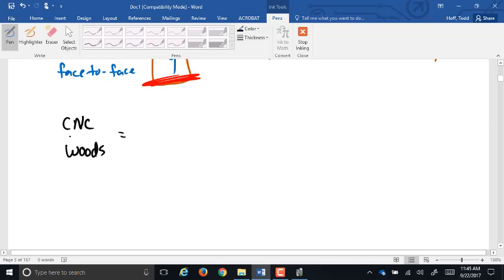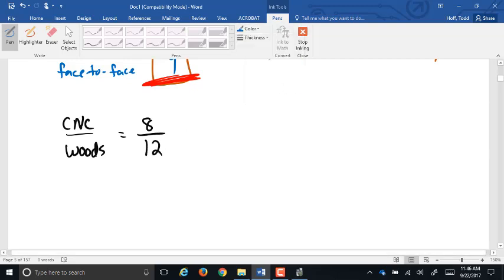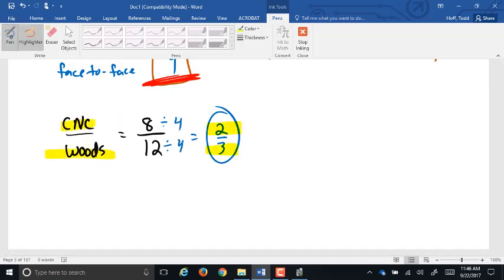So let's take a ratio of CNC students to wood students. In that classroom, I have 8 CNC students and 12 wood students. So it's an 8 to 12 ratio. Now, to make it simpler to visualize, I can reduce that ratio just like I can a fraction. Both of those divided by 4, exactly, give me 2 to 3. That's a 2 to 3 ratio. That is saying for every 2 CNC students, there are 3 wood students in that classroom.